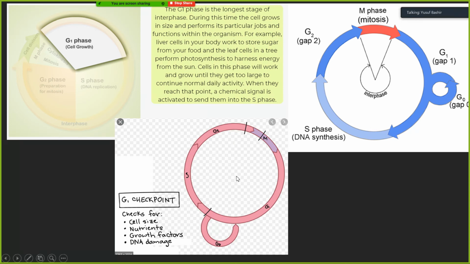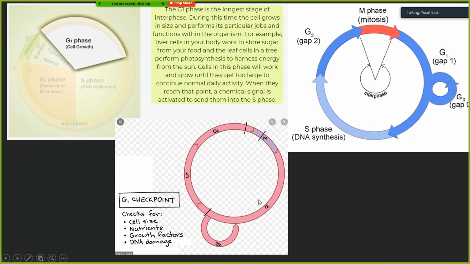What exactly happens in the first checkpoint, the G1? Correct. So we look down here on this bottom picture, right? In this checkpoint, it's checking the cell to make sure that it's big enough and has enough nutrients. It just checks if the cell is good to reproduce or not. If it's not good enough, then it either stays in G1 or goes into G0. Otherwise, if it decides, hey, the cell is big enough, we have enough nutrients, we have growth factors, the DNA is not damaged, then it goes into S phase.